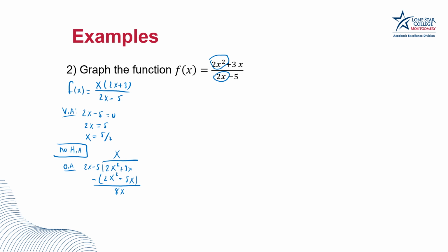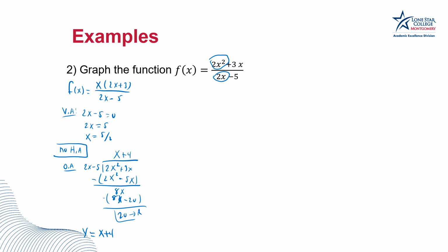How many times can 2x go into 8x? That would be 4 times. 4 times 2x is 8x. And then 4 times negative 5 is a negative 20. So subtract, we just get 20, which is smaller than 2x minus 5. So that's our remainder. But in this case, we only care about our quotient, the oblique asymptote. So that means that y equals x plus 4 is our oblique asymptote.